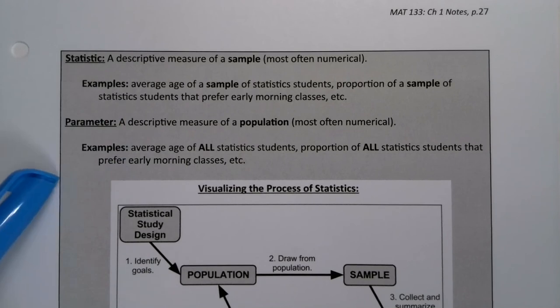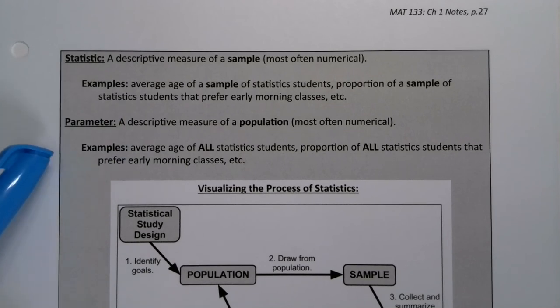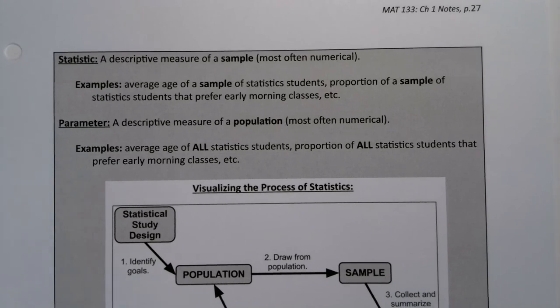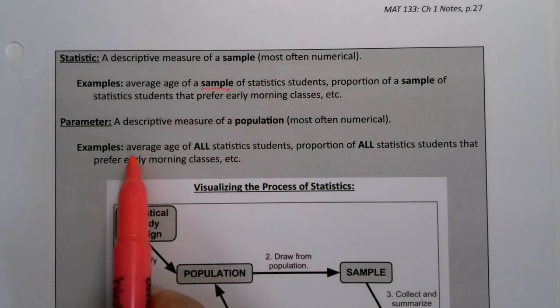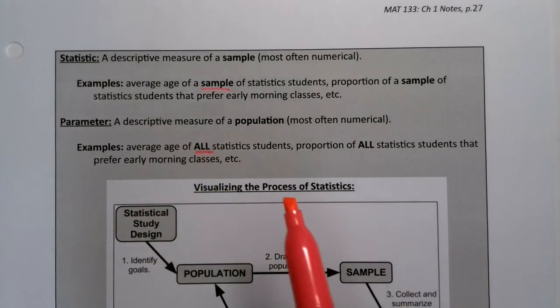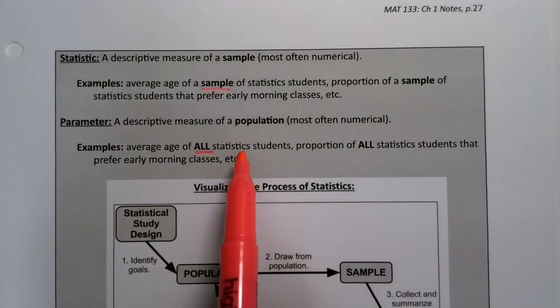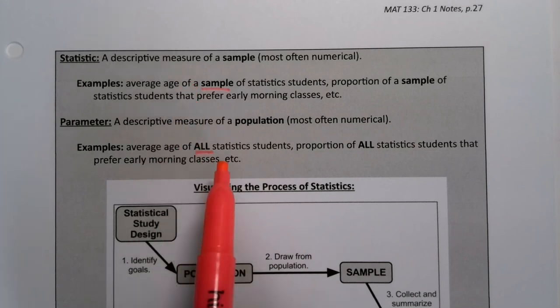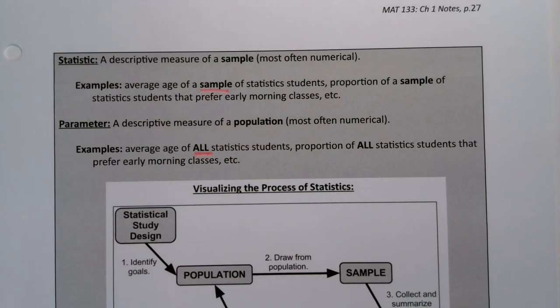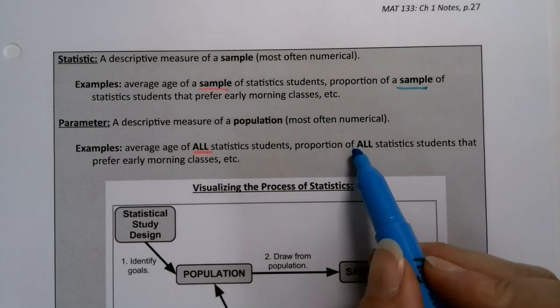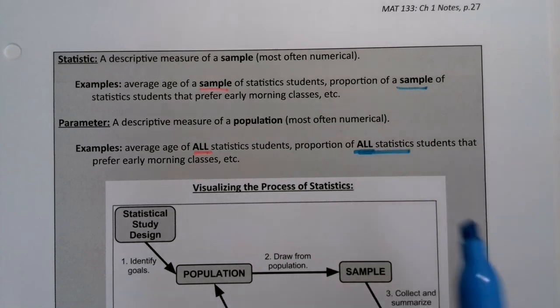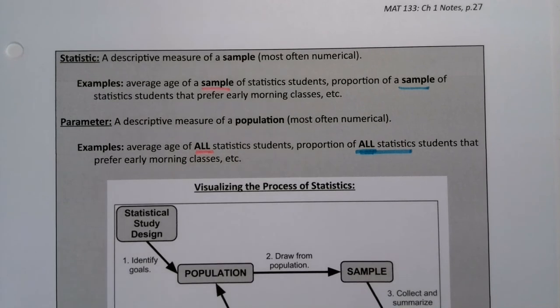A parameter is a descriptive measure of a population, again, most often numerical. So, the average age of a sample of statistics students is a statistic because it's from a sample. But if you have the average age of all statistics students, that's a population, right? So that's the sample, that's a population. Or if I wanted to know what proportion of students prefer early morning classes, from a sample, that's a statistic. But from a population, it'd be all statistics students. What proportion of all of them prefer early morning classes? See the difference?